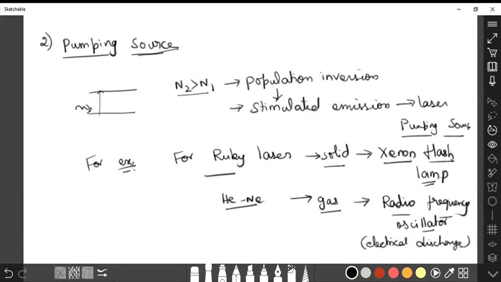Right. So now we have discussed the pumping source. The first component required is the active medium, and the next one is the pumping source, right?